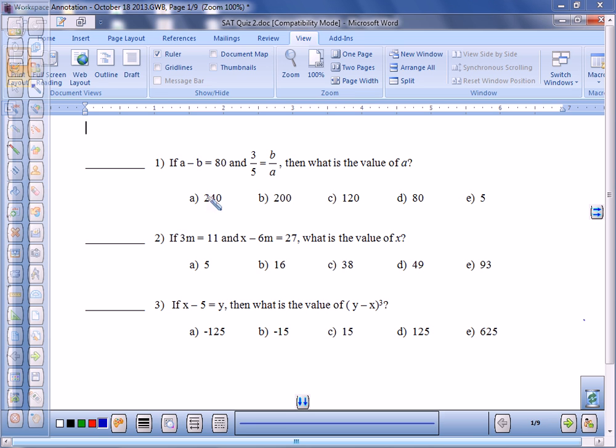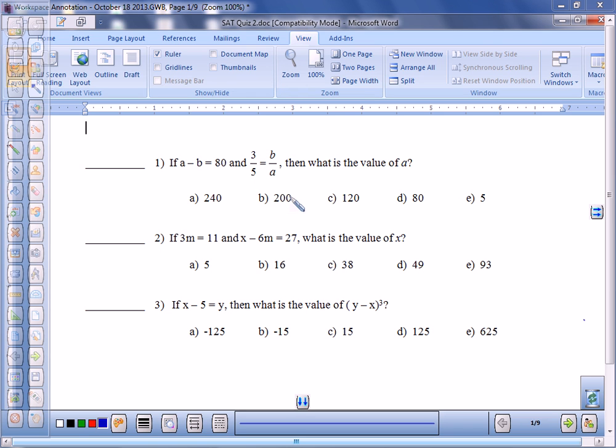So for number one, I wouldn't work at all, because the answer's down here somewhere, isn't it? So I'm going to look at these. Can I do 240 minus any of these numbers and get 80? No. So that can't be it. Not going to try it. So if I did 200 minus 120, that does give me 80. What's 120 over 200? Does that reduce to 3/5? Boom, I'm done. B.